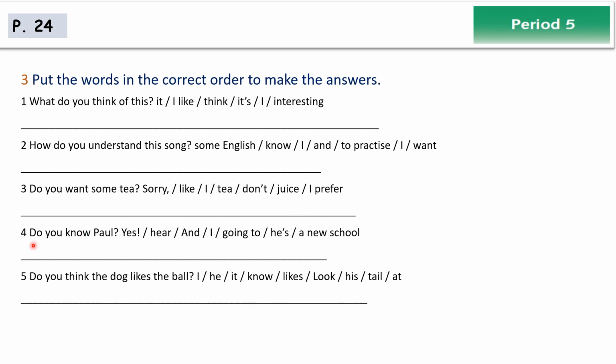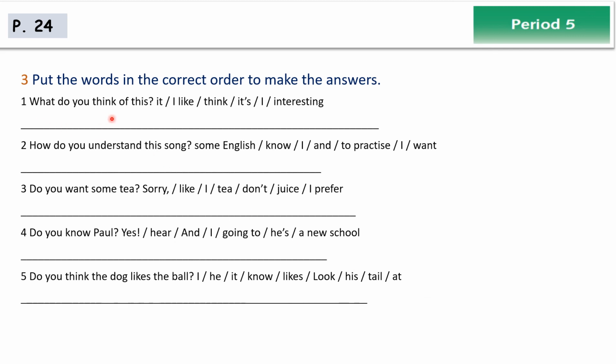4. Do you know Paul? Yes, here, and I, going to his, a new school. Number 5. Do you think the dog likes the ball? I, he, it, no, likes, look, his, tail, at. Okay, my students, now I'll give you some time to order the words, then we will complete the sentences together. Have you finished? Okay, let's do them one by one.